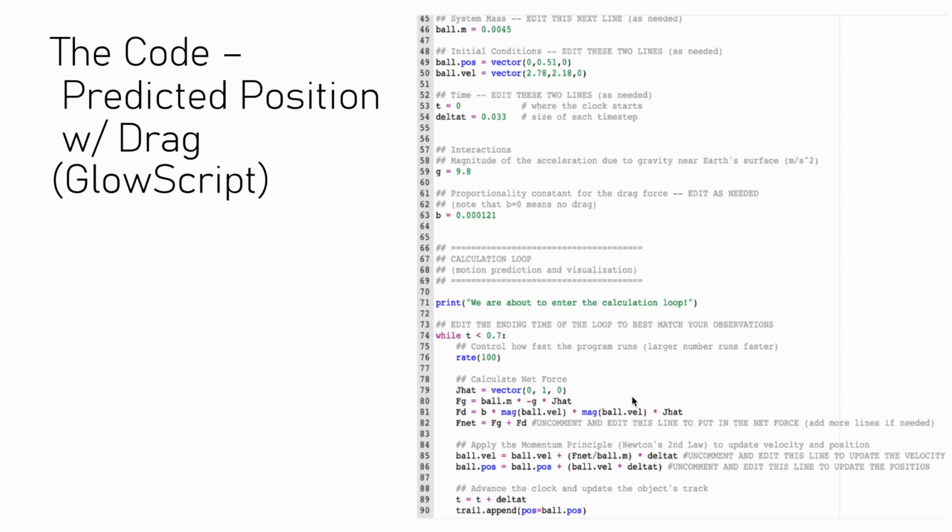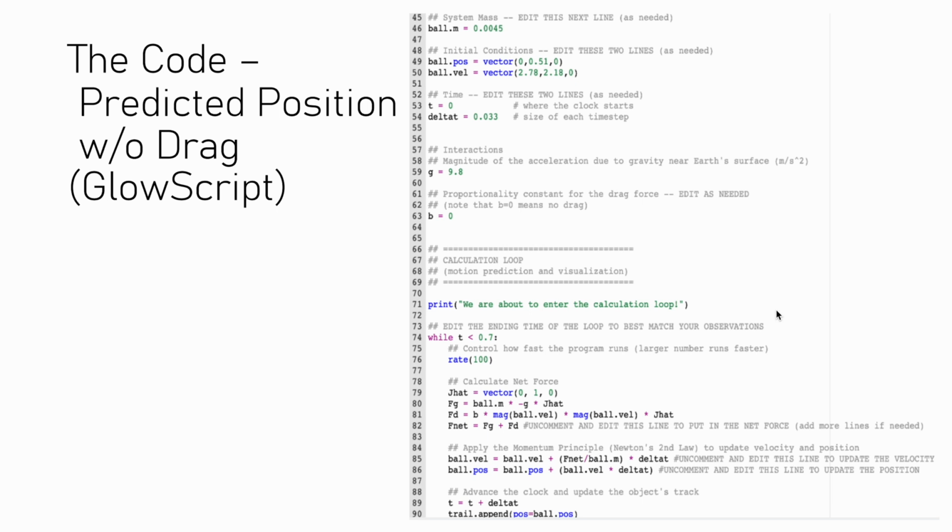And then down here, we have the j hat vector. And then we determine the force of gravity by using the F net formula, and then the force of drag by using the force formula again. And then we found our total F net by adding our force of gravity plus force of drag. And then down here we have our velocity update formula, and then we have our position update formula down here. The same thing goes with the predicted position without drag. However, the only difference is that our B value is equal to 0, because when B is 0, that means that there was no drag at all.